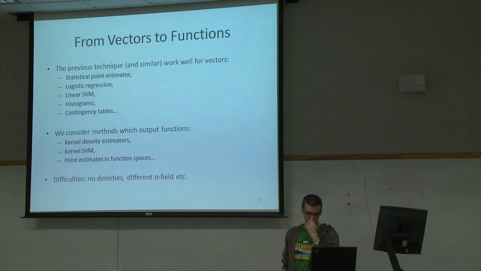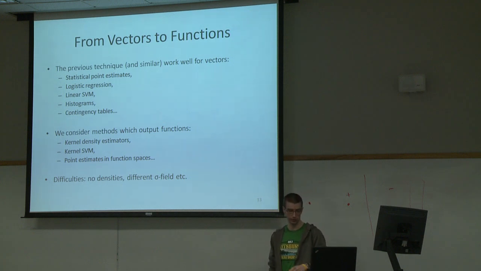The difficulty when moving into a function space is that there are no densities in the sense that everyone's probably familiar with, because there's no dominating measure on the set of functions. What's more, since we leave the familiar trappings of Euclidean space, we have to understand what the sigma field is in the space of functions as well. Like, what objects can even get assigned probabilities.